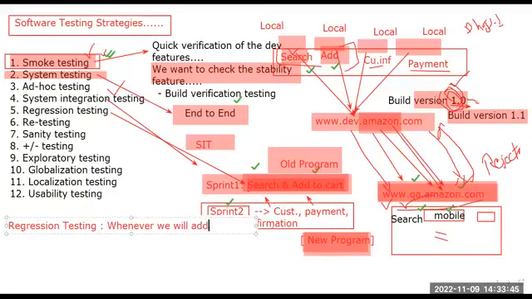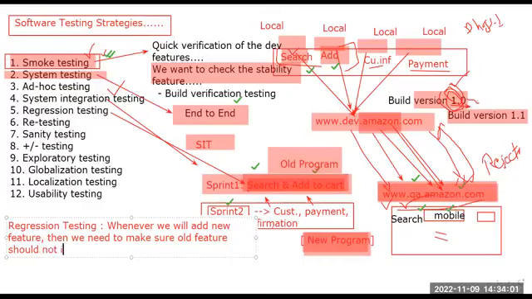Whenever we add new features, we need to make sure that old features are not impacted because of the new features. Yes or no? Correct, guys? That is the only thing we are checking, right? All of you are understanding this? Yes, sir. So this is nothing but regression testing.